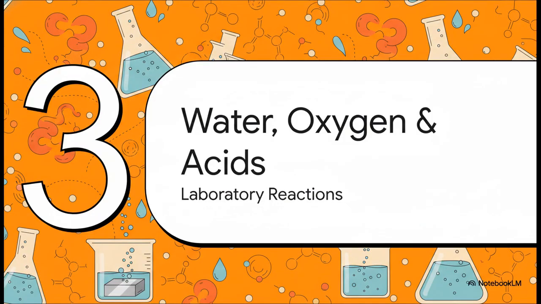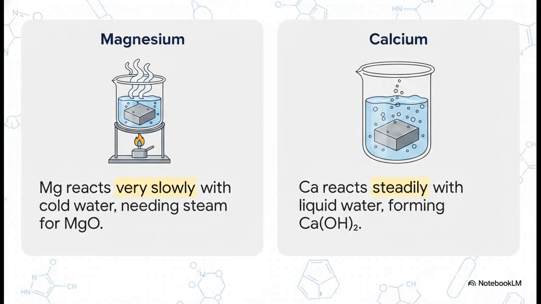Okay, section 3, water, oxygen, and acids. Let's look at some laboratory reactions. Let's start with water. A very common mistake here is confusing the way these different metals react with H2O. Just remember our trend, reactivity increases as we go down. So magnesium, sitting high up there, reacts incredibly slowly with cold water. I mean, so slowly it's barely noticeable. It sluggishly needs high-energy steam to actually produce magnesium oxide.